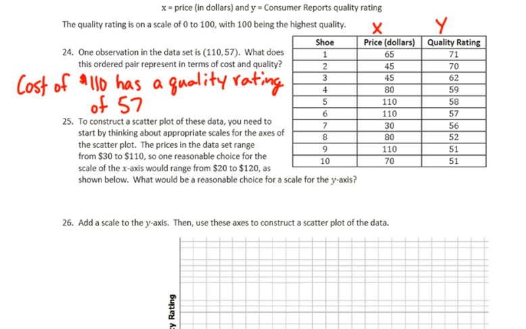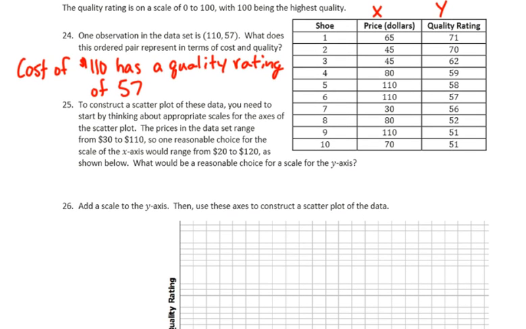To construct a scatter plot of this data, you need to start thinking about appropriate scales for the axes of the scatter plot, meaning what numbers are they going to show. The prices in the data set range from 30 to 110. So we have 30 is the cheapest, 110 is the most expensive. So a reasonable choice for the scale of the x-axis would be from 20 to 120. You don't ever want to start where the data is, and you want to go above the data.